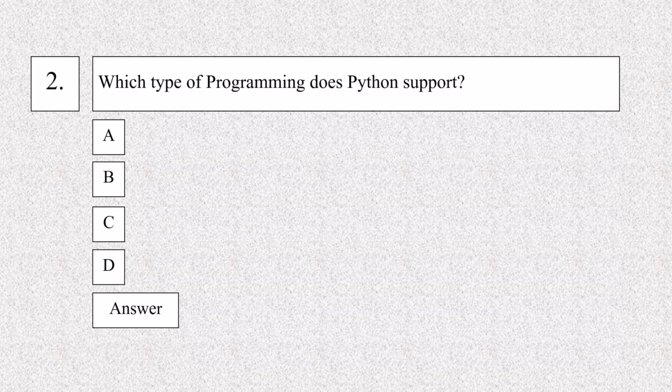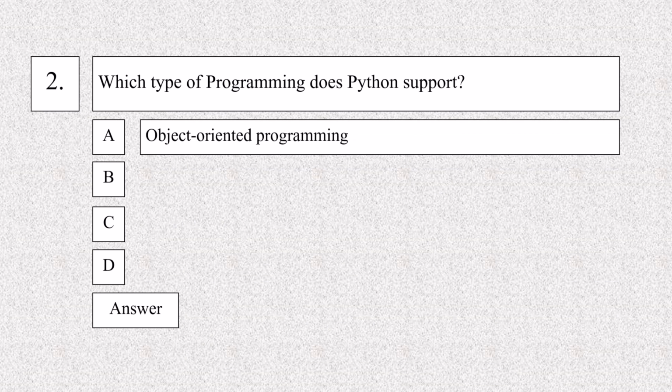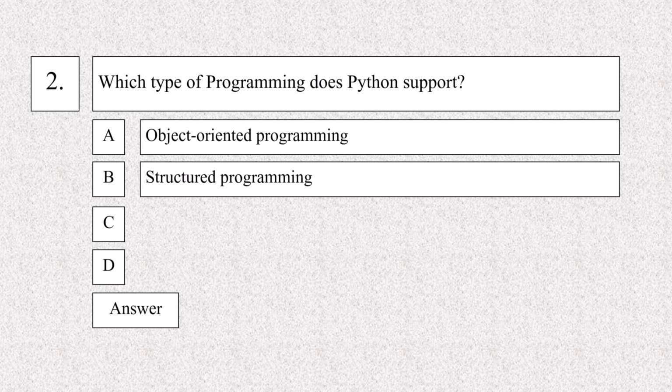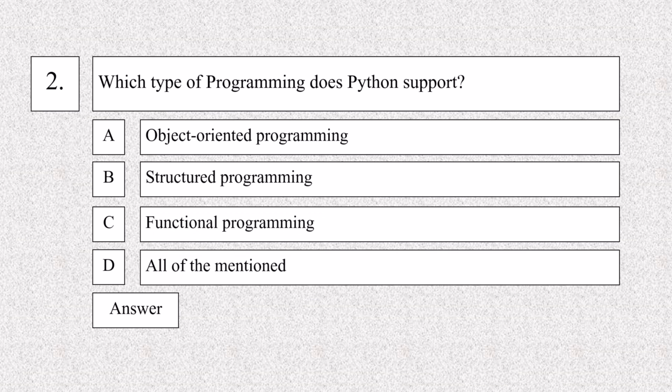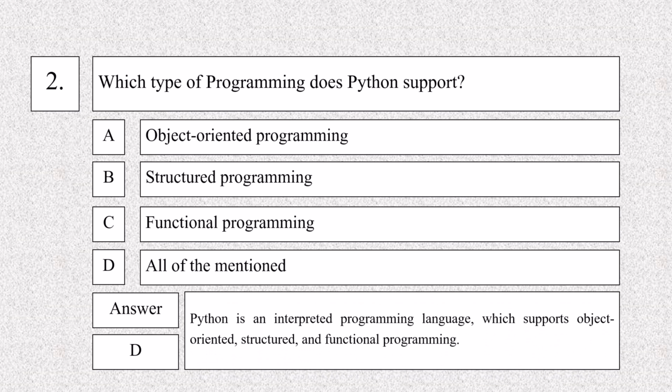Question 2. Which type of programming does Python support? Option A, object-oriented programming. Option B, structured programming. Option C, functional programming. Option D, all of the mentioned. The correct answer is option D. Python is an interpreted programming language which supports object-oriented, structured, and functional programming.